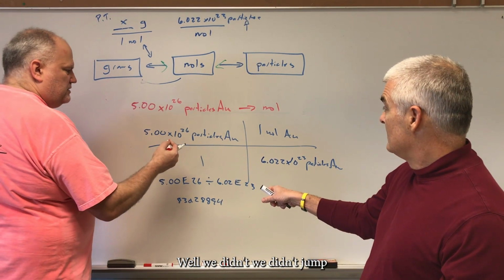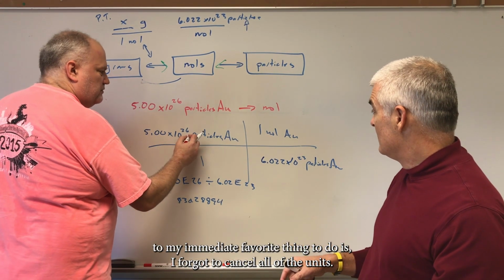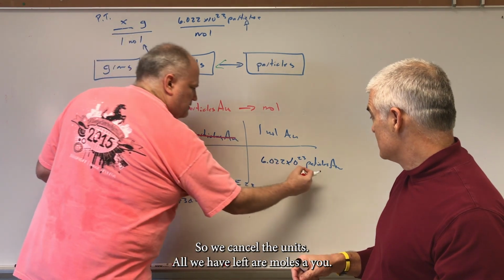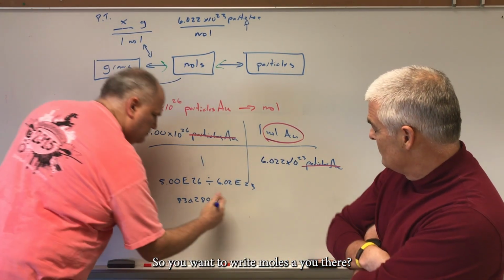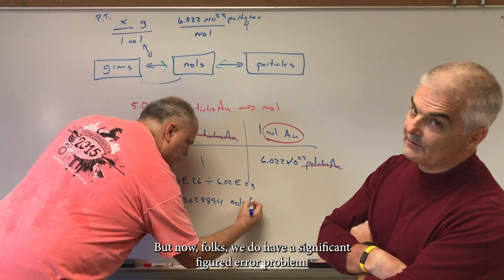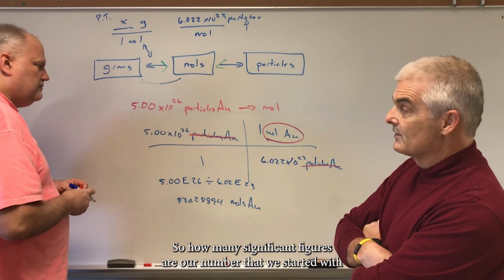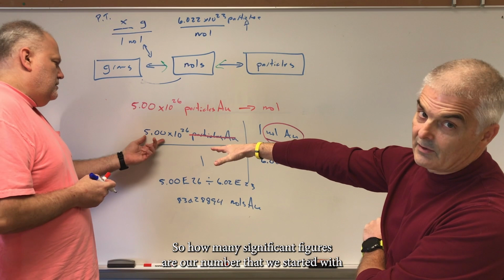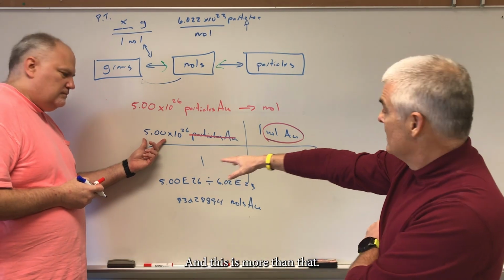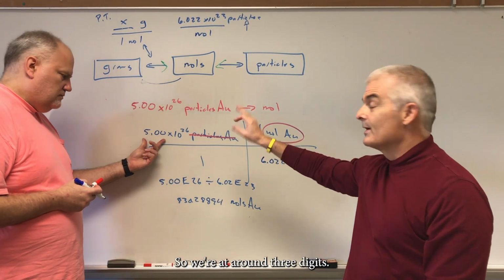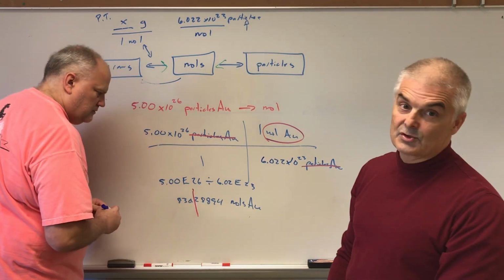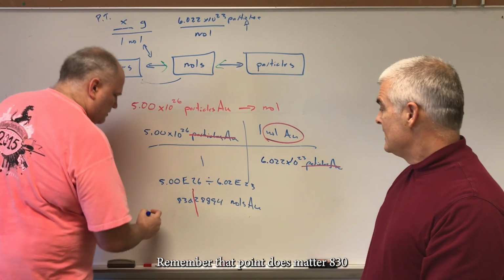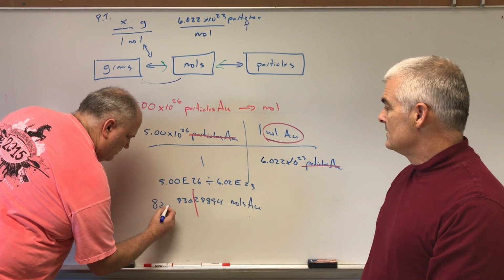Now, what's the units on that? Well, we forgot to jump to my immediate favorite thing to do, which is cancel out the units, yes. So we canceled the units, and all we have left are moles AU, so why don't you write moles AU there. But now, folks, we do have a significant figure error problem. How many significant figures is the number that we started with is usually the number that we always round to, and this is more than that, so we're going to round to 3 digits, so that's 830 point, remember that point does matter, 830 decimal.